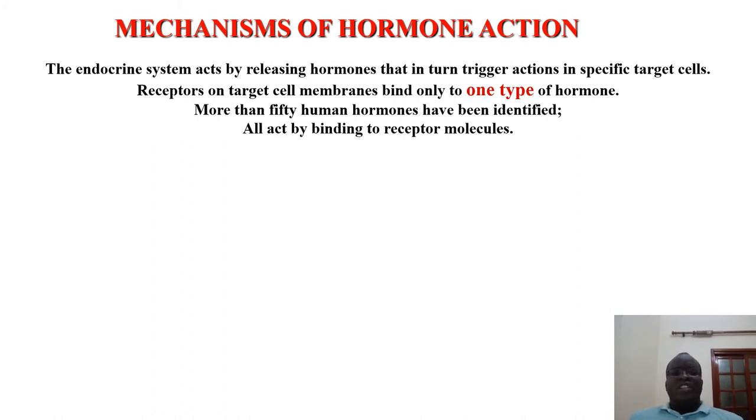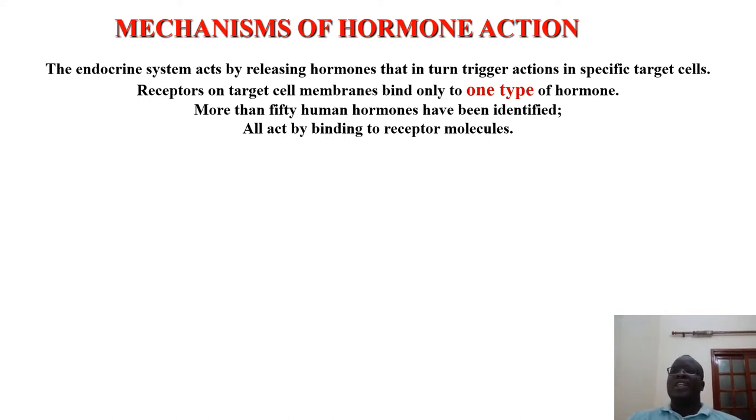So the endocrine system acts by releasing hormones that in turn trigger actions in specific target cells. Receptors on target cell membranes bind only to one type of hormone. More than 50 human hormones have been identified, and they all act via a receptor. So there's interaction between a receptor and a hormone, but each receptor is specific for a particular hormone.